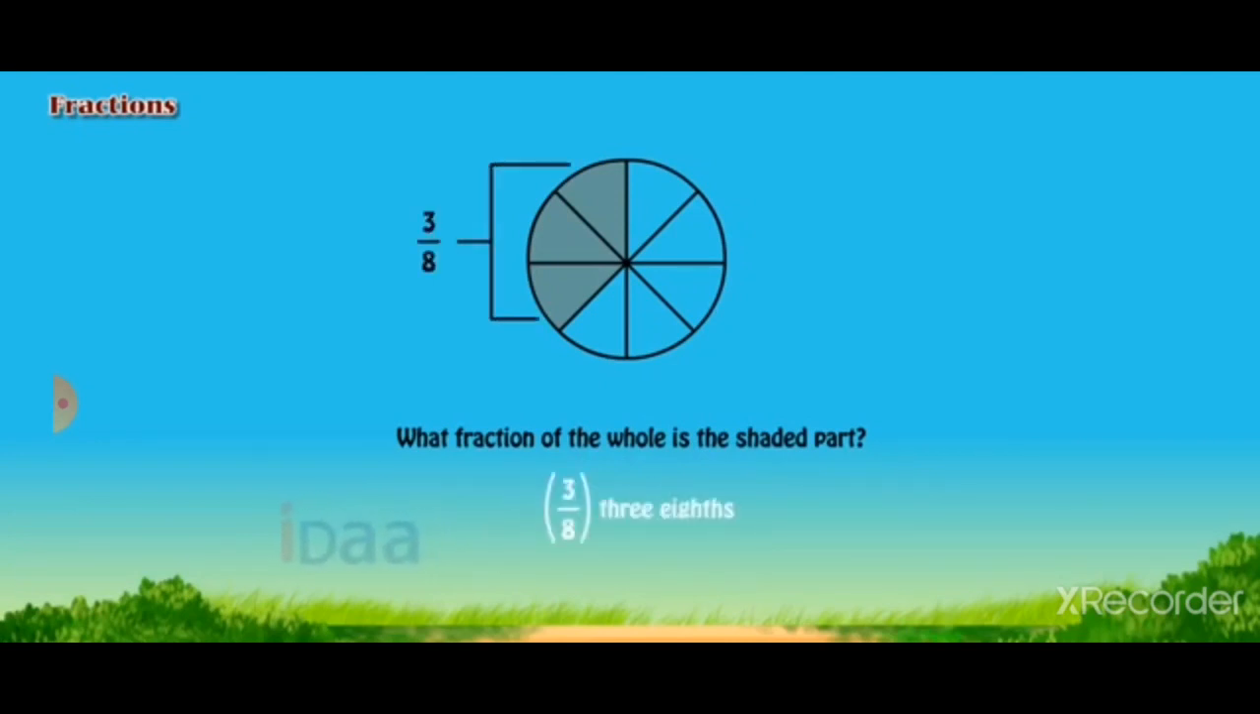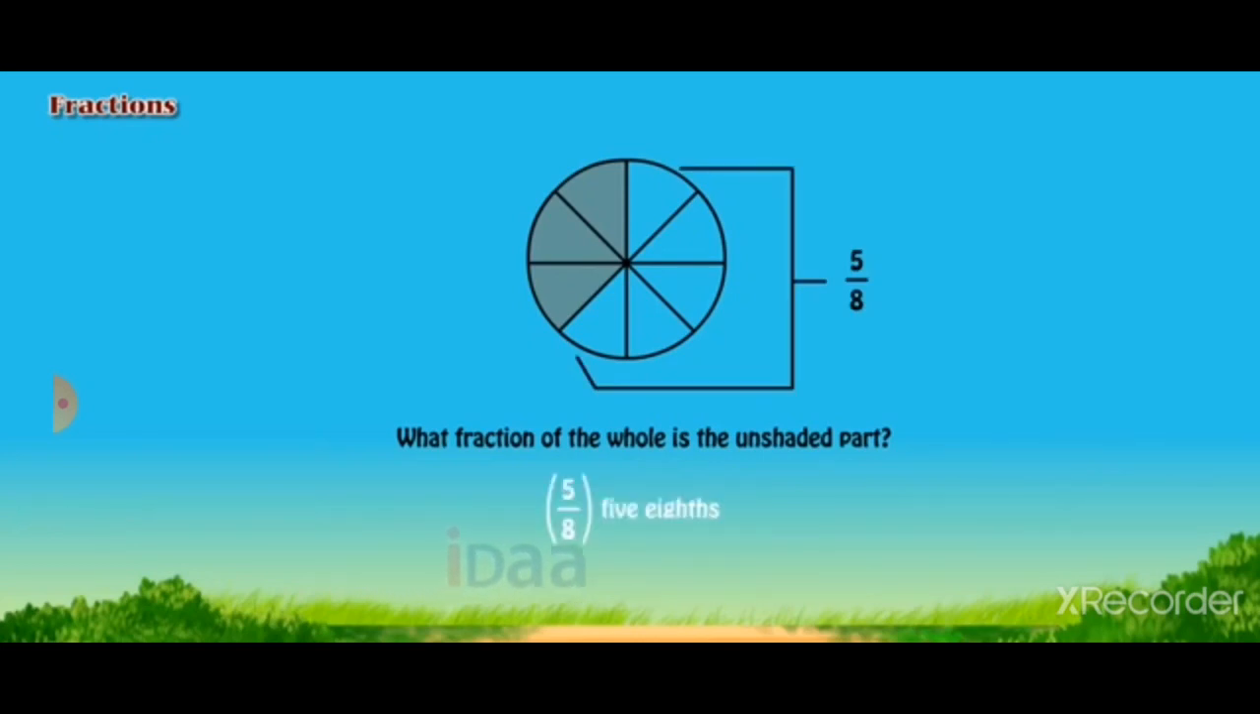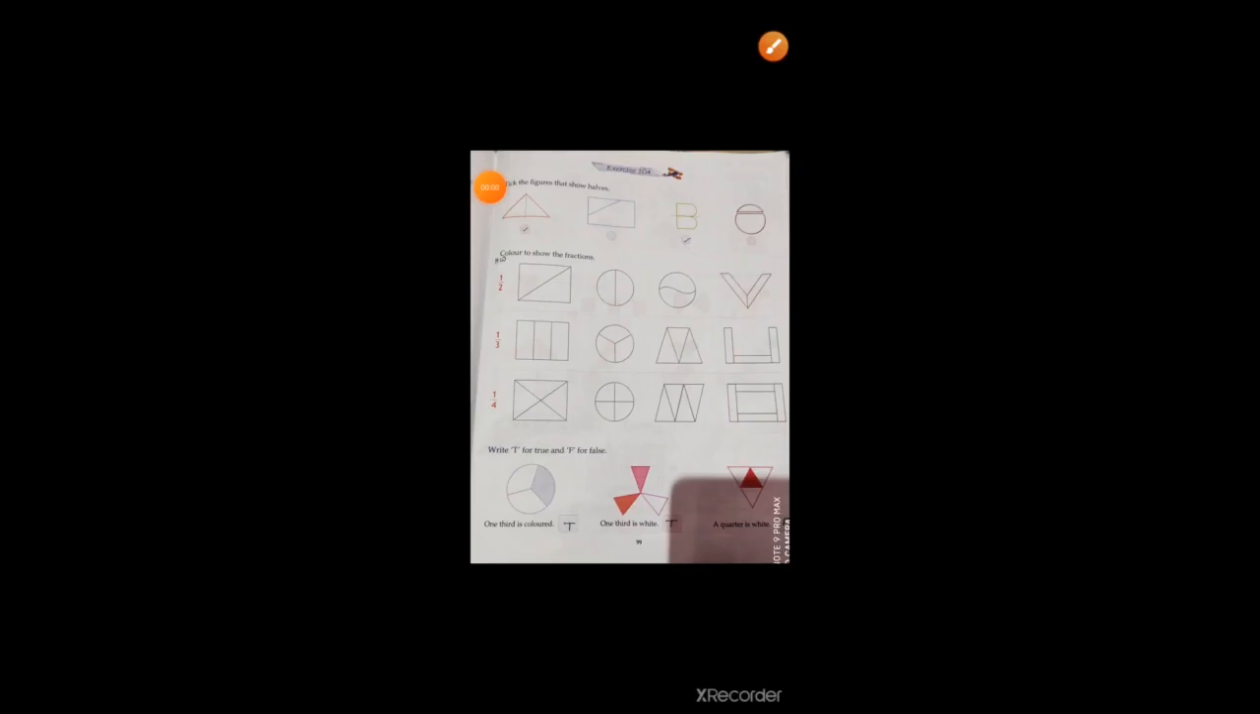Here, the figure is divided into 8 equal parts. Its 3 parts are shaded. What fraction of the whole is the shaded part? What fraction of the whole is the unshaded part? Now, let's start with exercise 10A.